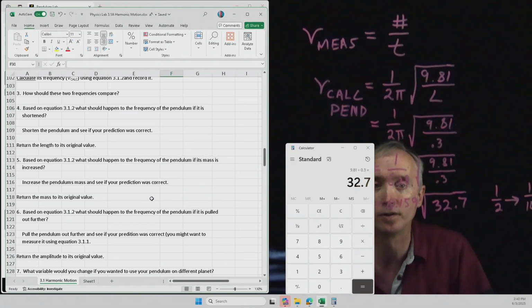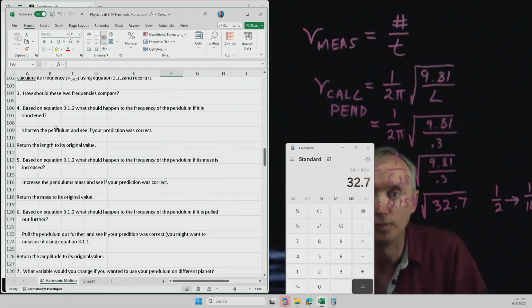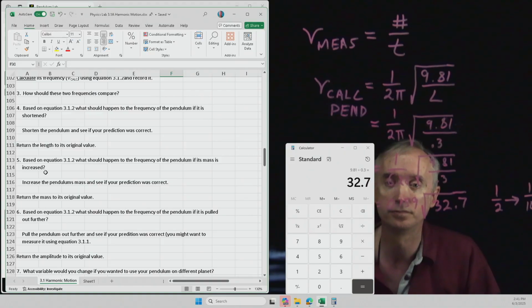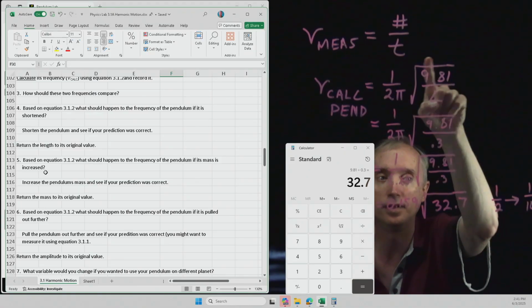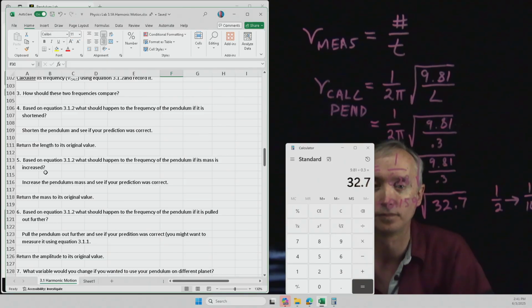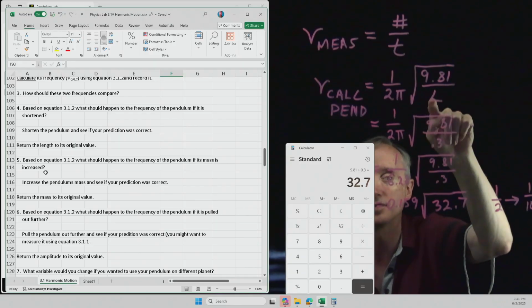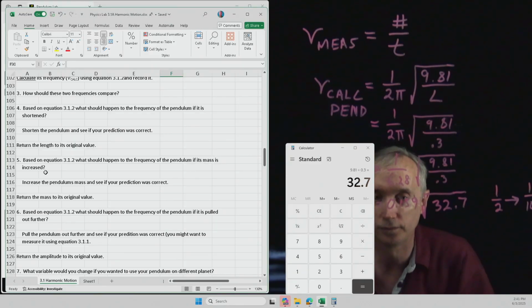Okay, then the next thing is, so let's go back to it. So now what we want to do is, for number 5, what should happen to the frequency if the mass is increased? So change the mass and see what does that do to the frequency. Does it make the frequency go up, down, or does it stay the same? Now here's a clue. Where's the M in this formula? There isn't one. So do you notice the letter M is not part of this formula? So what does that mean? That means it doesn't depend on mass.